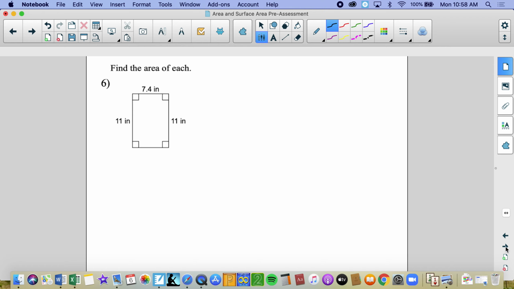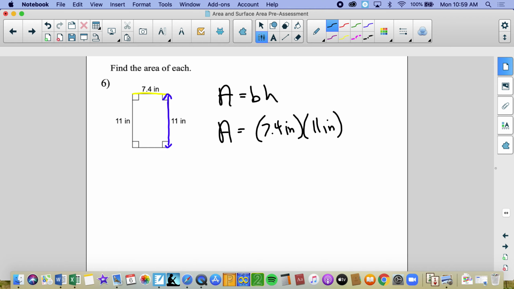Number 6 is a rectangle. Area equals base times height. The base, again, can be any one of these sides, but the base must be a side on the figure. If I pick this as my base, do I have a height, or the distance from the base to the top of the object? Yes, I do. That is perpendicular. So I'm going to use 7.4 inches as my base and 11 inches as my height.